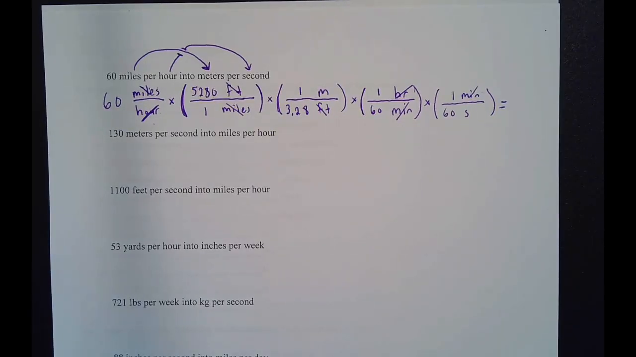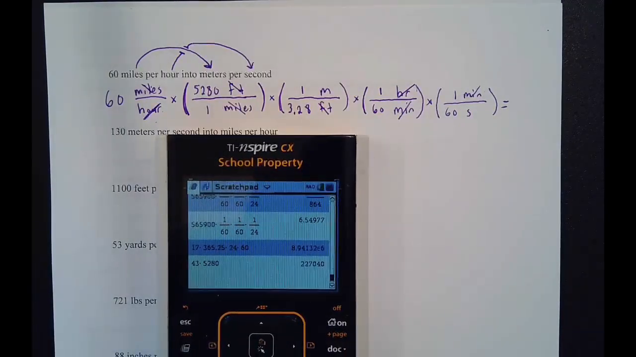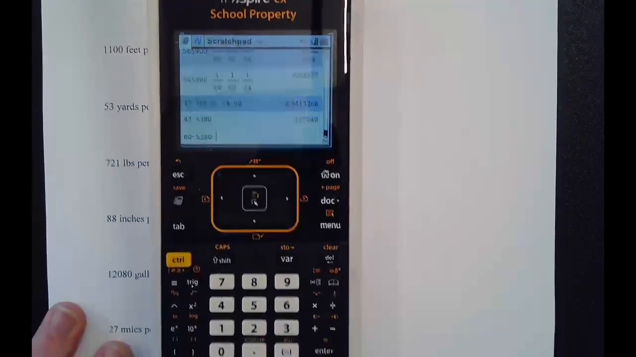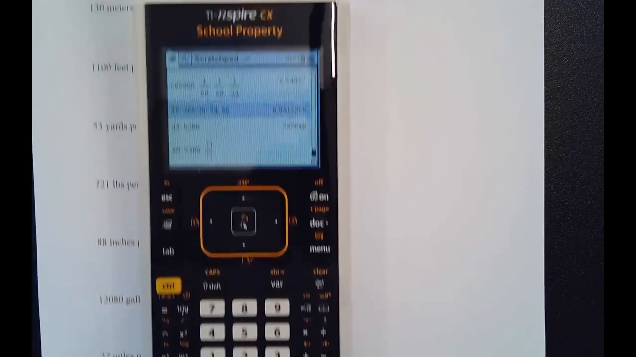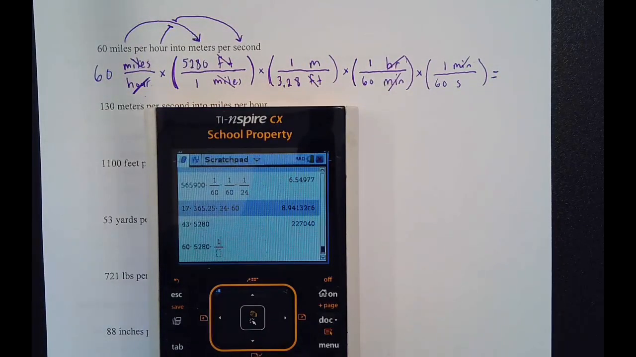And so I grab my calculator here. I'm typing in 60 times 5,280 over 1, which is just 5,280, times I want a fraction here, and the way I'm going to do that is control and then division symbol. Control division gives me the fraction, and the fraction that I want is 1 divided by 3.28, times, again a fraction, control division, 1 divided by 60, and again, times, control division, 1 divided by 60. And if I press enter on that, I get approximately 26.8293.